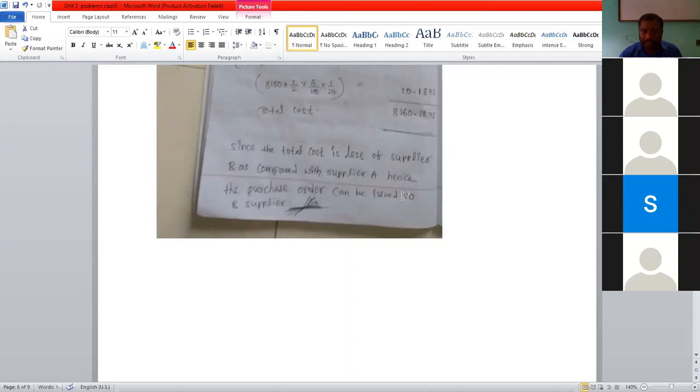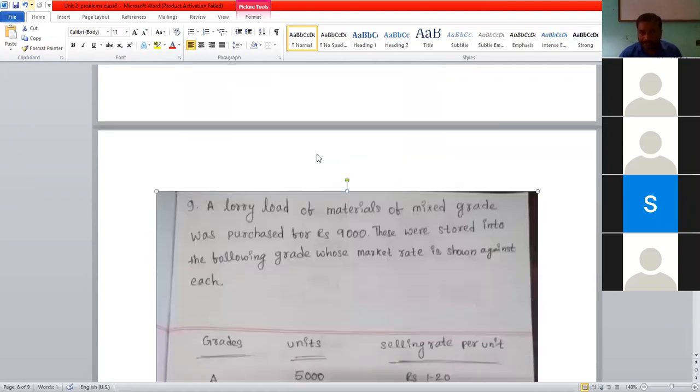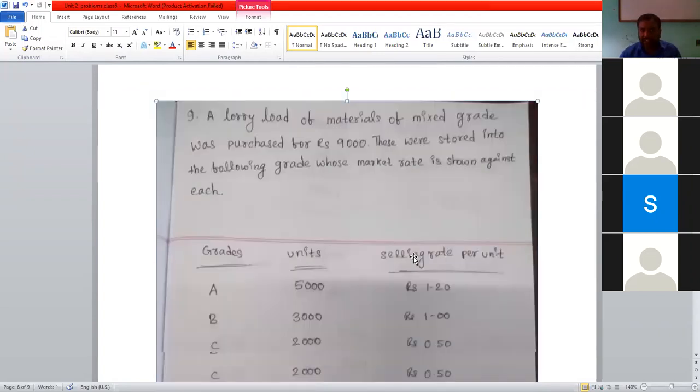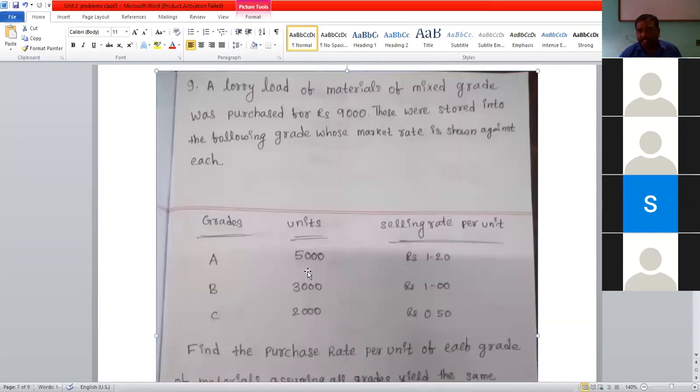Now look at question number 9. Listen fast. So here, a lorry load of material of mixed grade was purchased for rupees 9,000. There are different 3 materials they are going to purchase. The purchase cost he has given here is 9,000. They were sorted into the following grades whose market rate is shown against each. Grade A material is 5,000 units, with a selling price of 1 rupee 20 paise. B is 3,000 units at 1 rupee, and C is 2,000 at 50 paise. These are the selling rates.